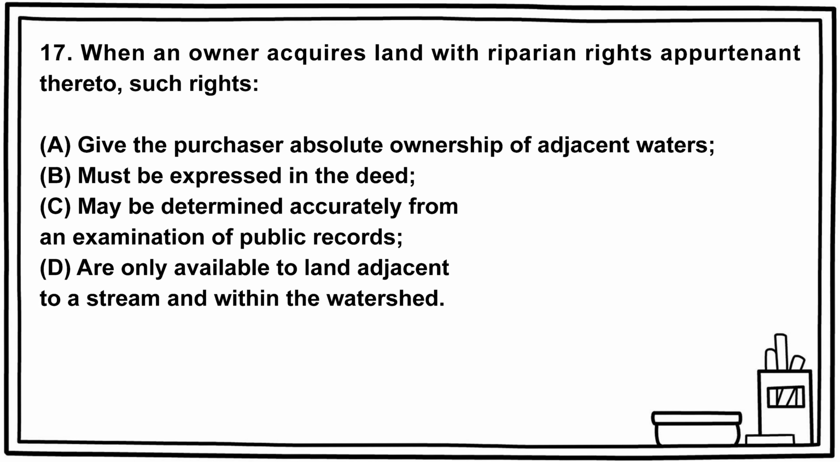17. When an owner acquires land with riparian rights appurtenant thereto, such rights: A. Give the purchaser absolute ownership of adjacent waters. B. Must be expressed in the deed. C. May be determined accurately from an examination of public records. D. Are only available to land adjacent to a stream and within the watershed.